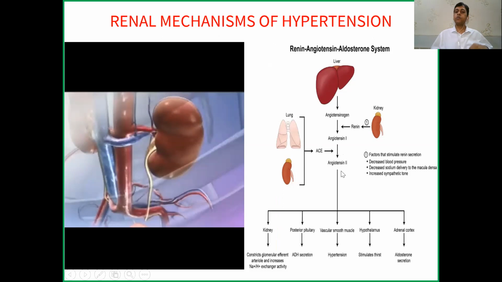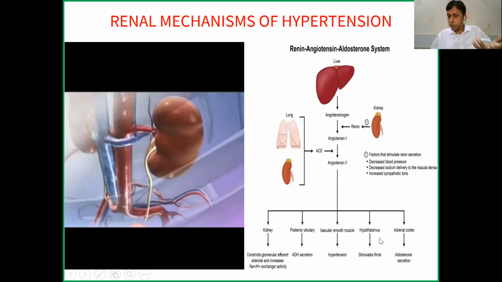And this angiotensin 2 works on the kidney, stimulating it to secrete aldosterone. Aldosterone and angiotensin 2 are very strong vasoconstrictors. They can increase vasoconstriction, and they can increase the blood pressure. Angiotensin 2 also works on the pituitary gland to secrete ADH. It works on the smooth muscles and constricts them, causing hypertension.